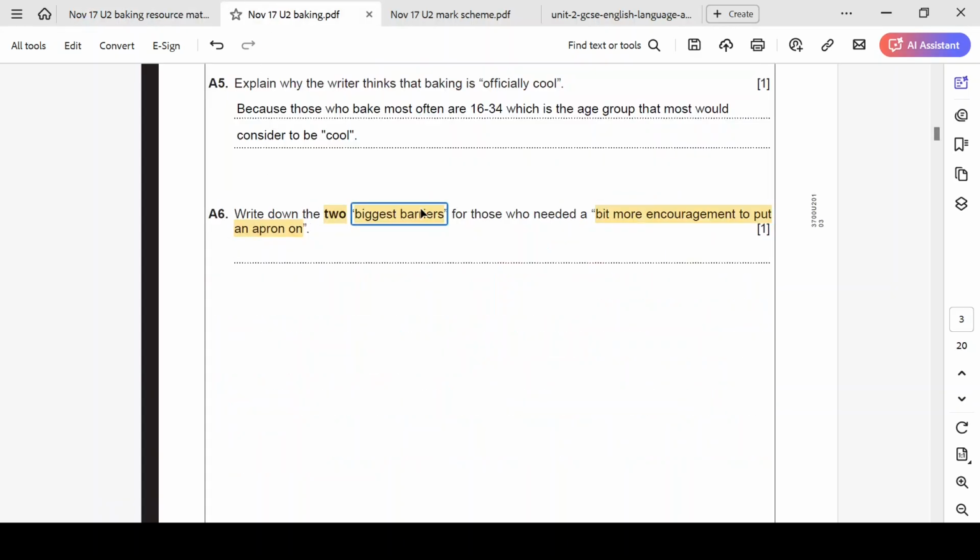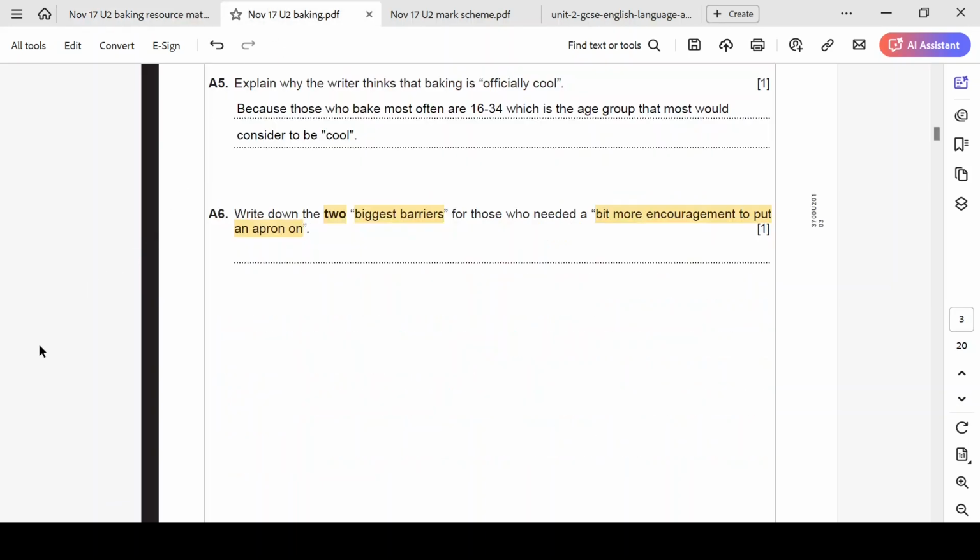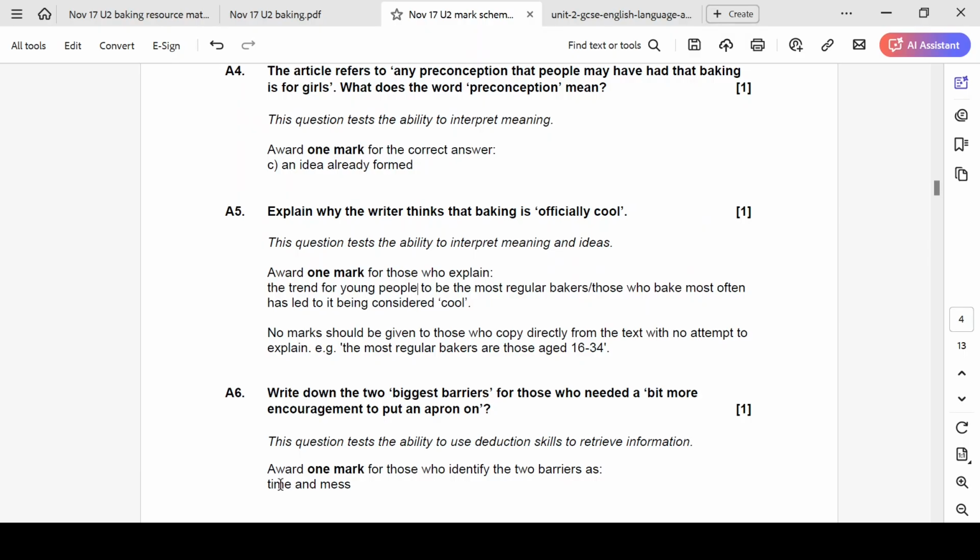I've got to find the two biggest barriers for those who needed a bit more encouragement. For those who needed a bit more encouragement to put an apron on, time and mess were found to be the biggest barriers. So again, because it's only a short answer, I only need to write those words. Again, if you want to be really safe, you can always write that as a full sentence, but really anything that's worth 1 mark and has got a short space to write in like this, you can get away with writing just the answer, like we did with the percentages at the beginning of the paper. And if I check the answer in the mark scheme, there we are, time and mess is fine.